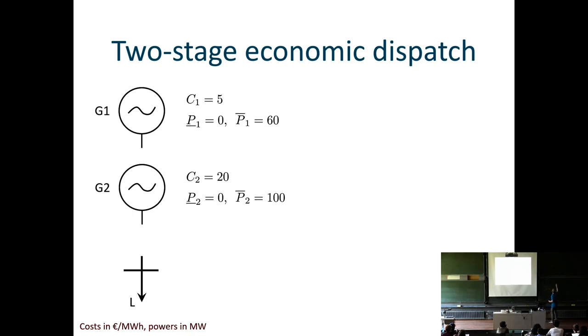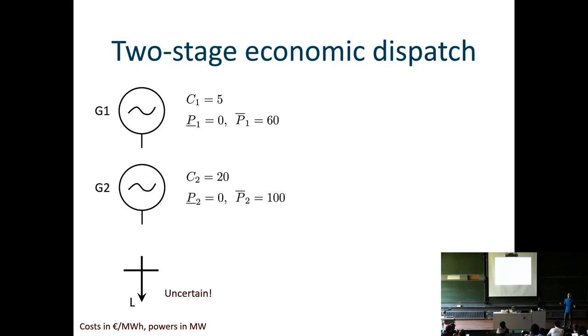Then we have G2, which has a marginal production cost of 20, a minimum power output limit of 0, and a maximum power output limit of 100. These are our basic data.